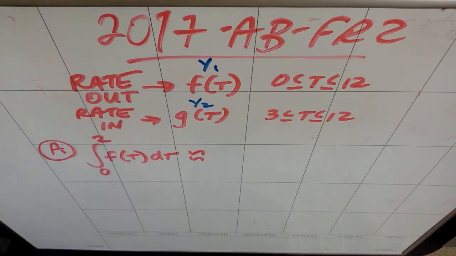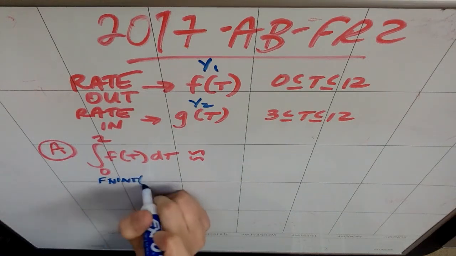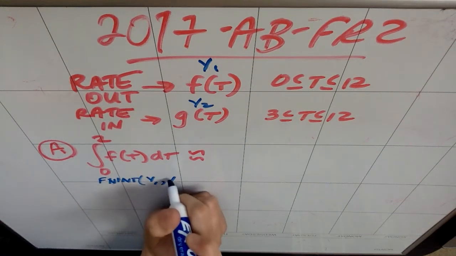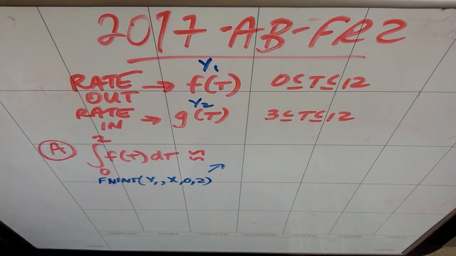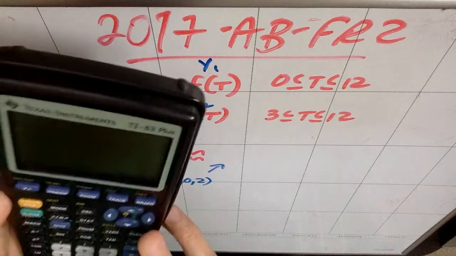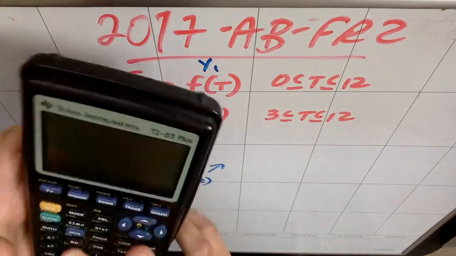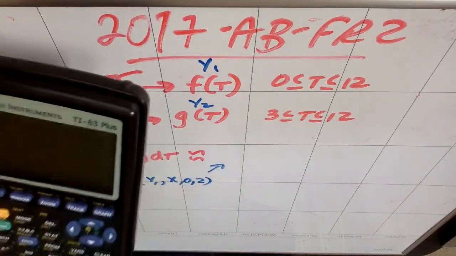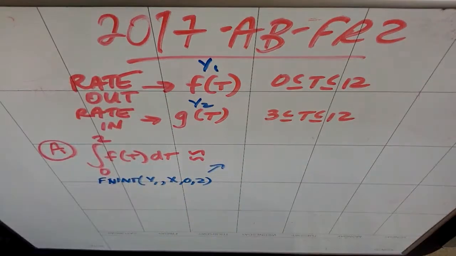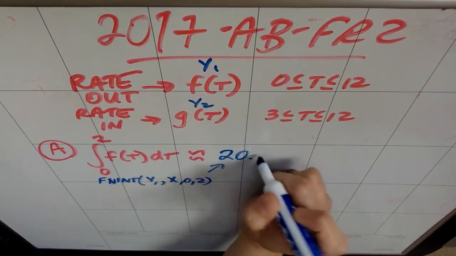In order to do this, again, you don't show the AP this, but you need to know how to integrate. So you're going to do function integrate, that's math 9, y1 with respect to x from 0 to 2 and get an answer, right? So you're going to press math 9. You're going to go to vars over to yvars and pick function y1, comma, with respect to x from 0 to 2 and hit enter and hopefully get the number of bananas that were removed. 20.051, and that's in pounds of bananas.